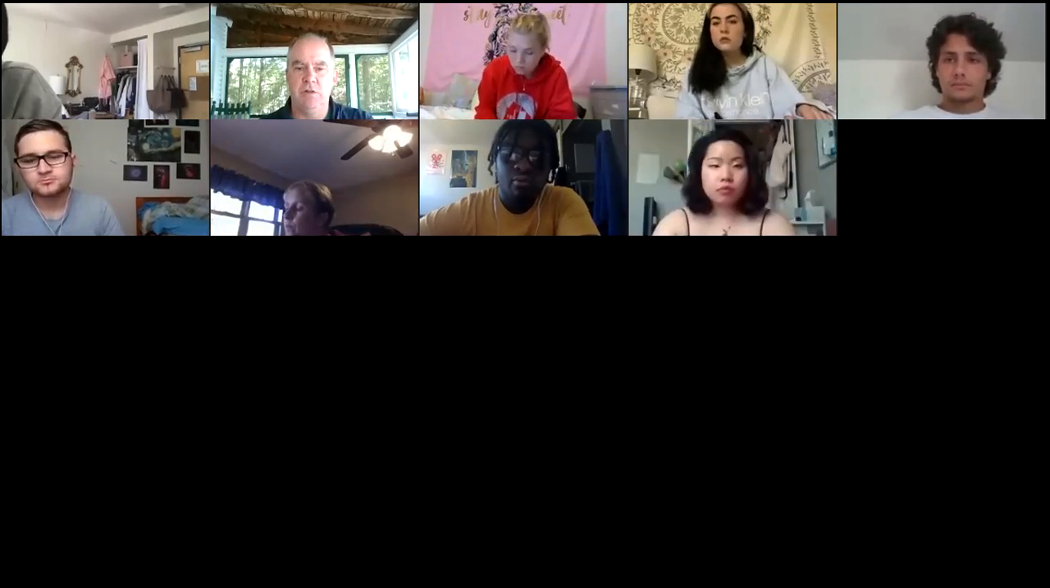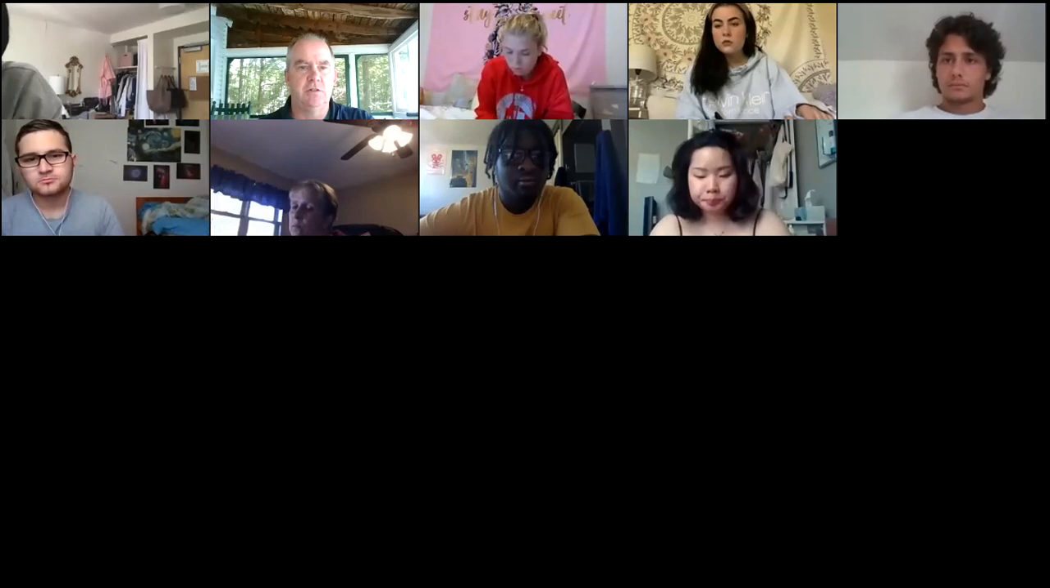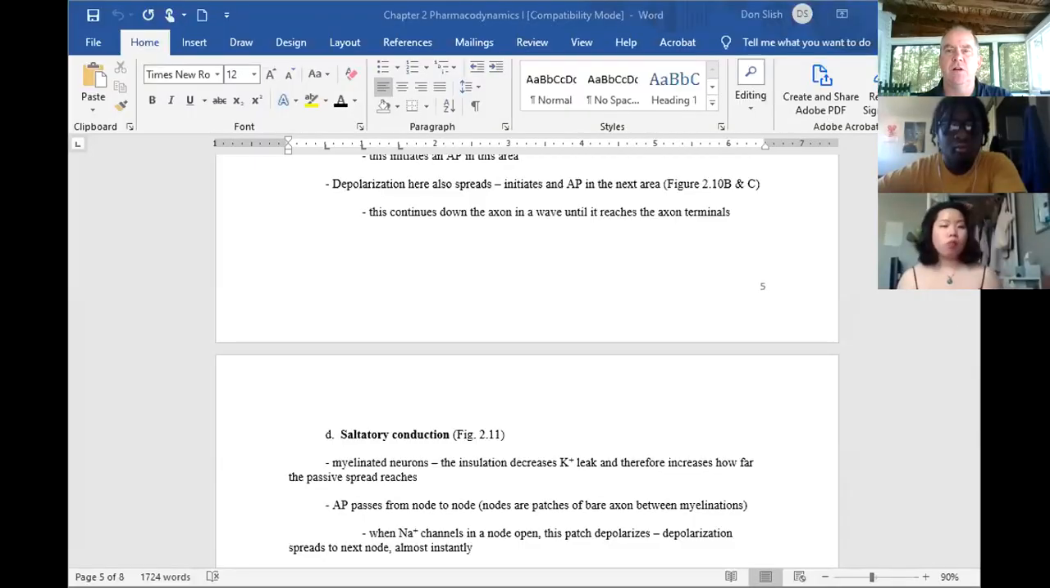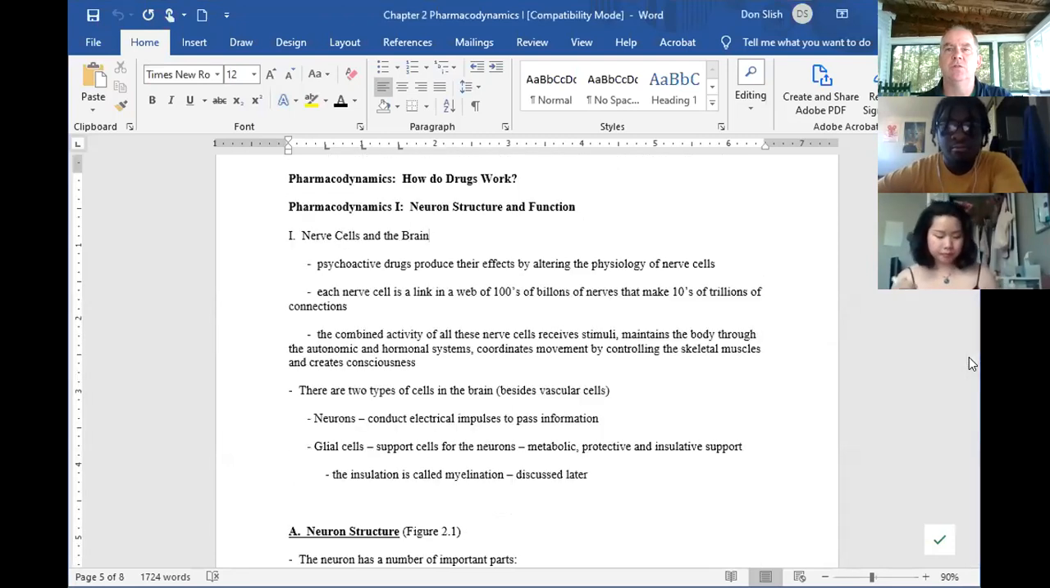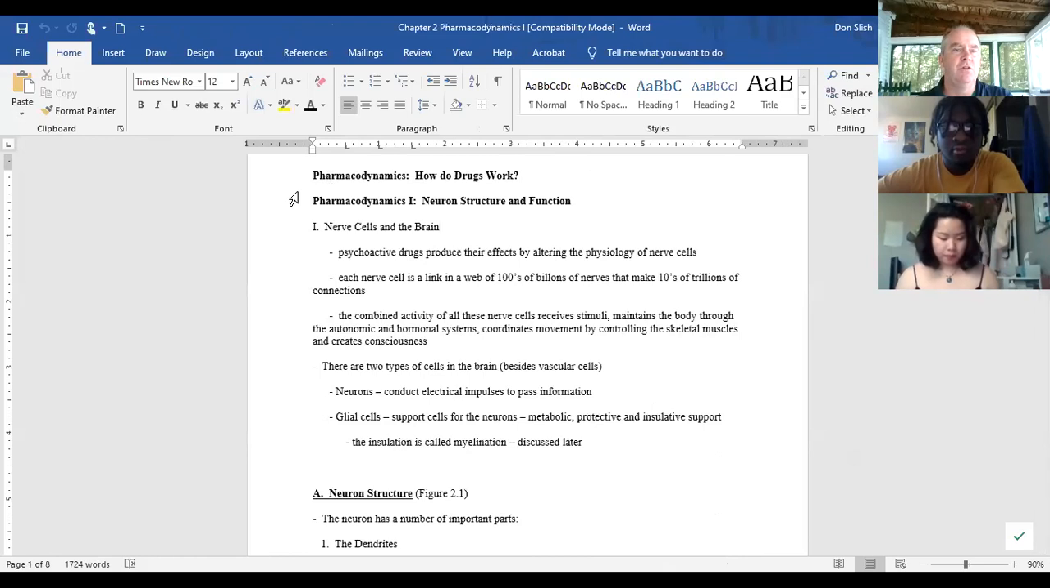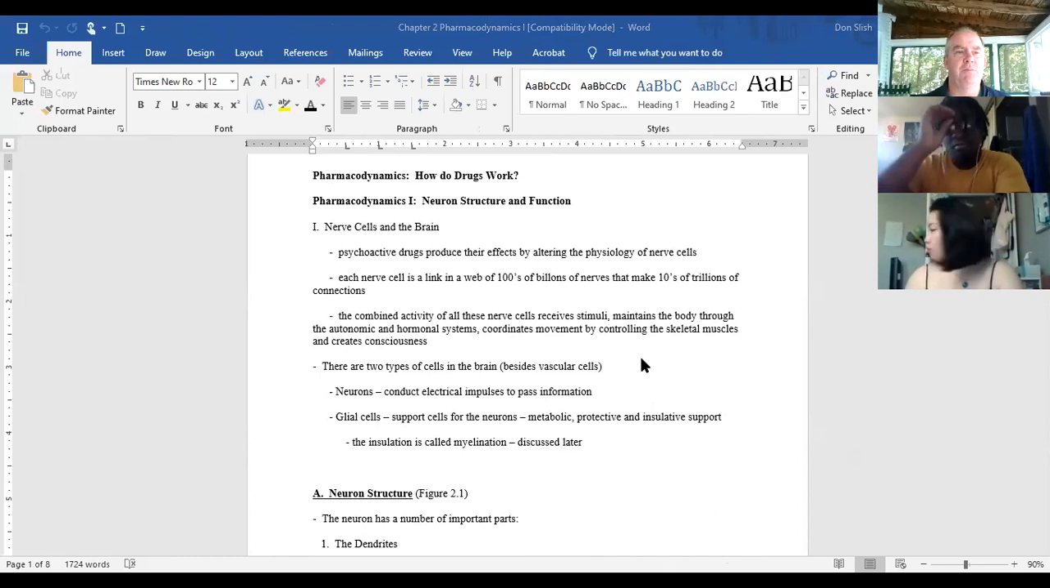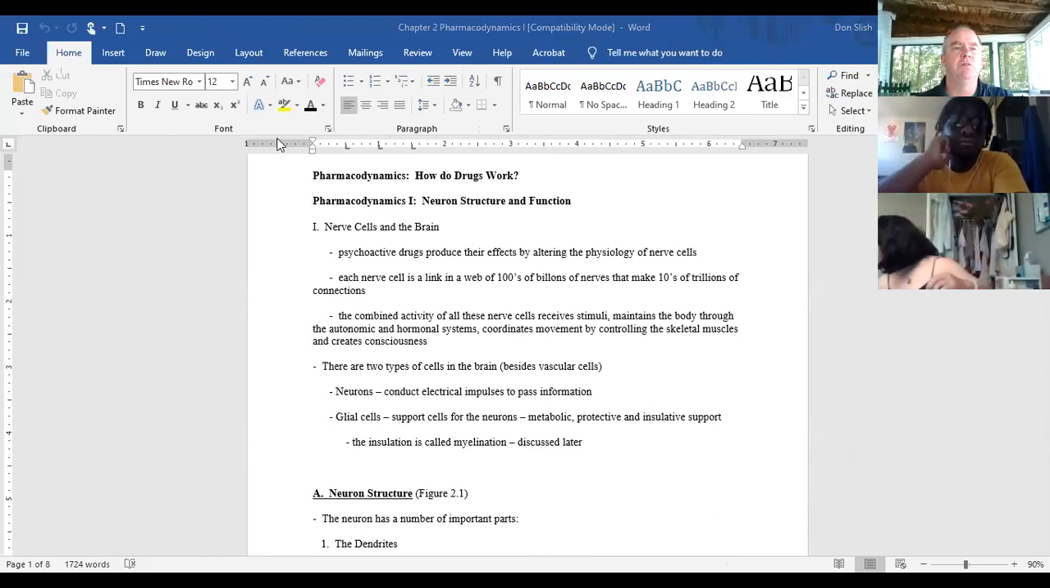Today we will be doing the next chapter, which is chapter 2, pharmacodynamics 1. So we start out talking about how neurons work, what the structure is of them and how they work. And later we'll see how we work that into larger pathways in two chapters from now. Next chapter we'll talk about synaptic transmission between neurons.